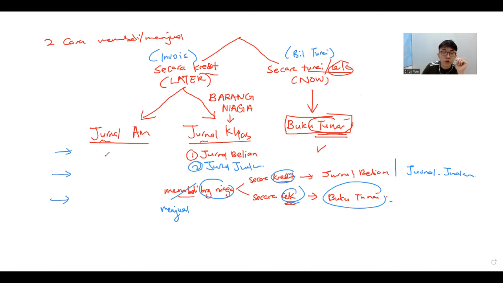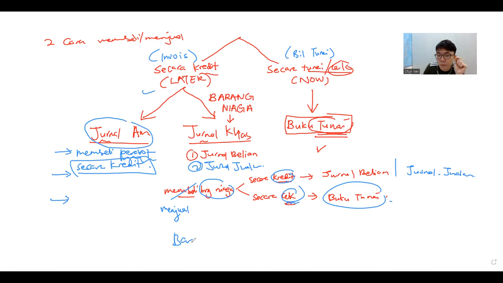I mean like what? Maybe you beli perabot secara kredit. First thing, secara kredit, then it must be in jurnal. But what are we buying? Perabot. Is perabot a barang niaga? Bukan. So if it's not a barang niaga, then it is in jurnal. And what is barang niaga? In case you don't know, barang niaga means barang yang berkaitan dengan business awak.